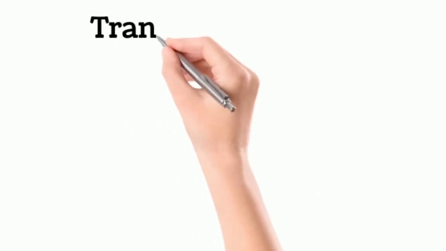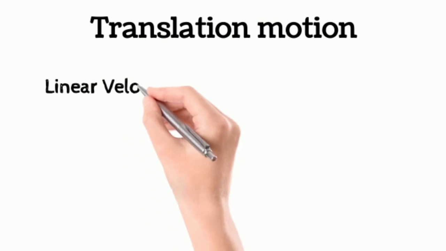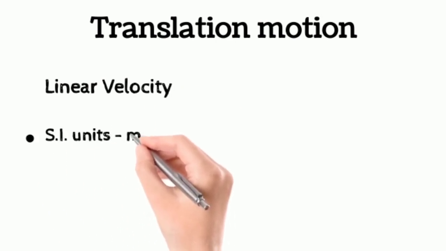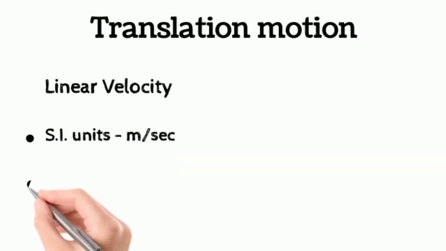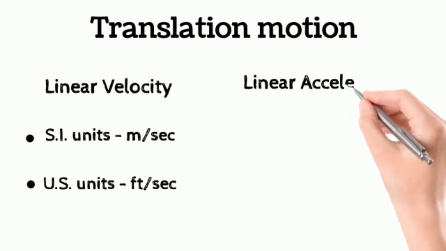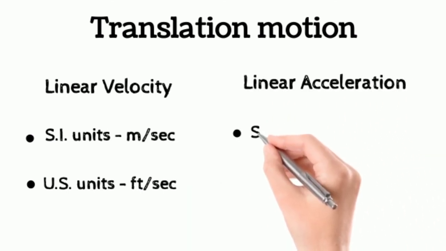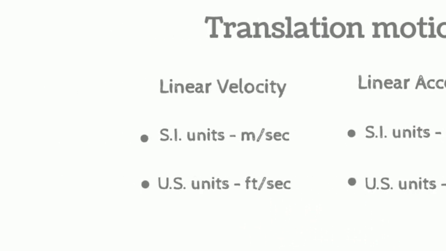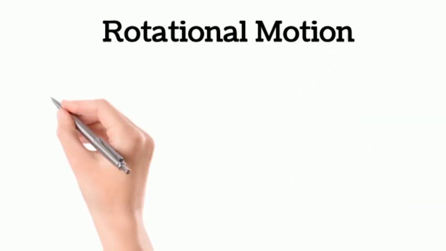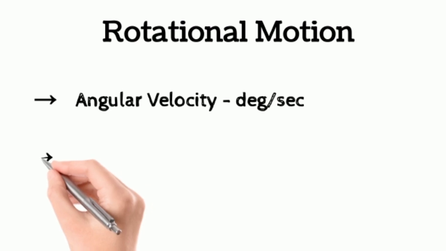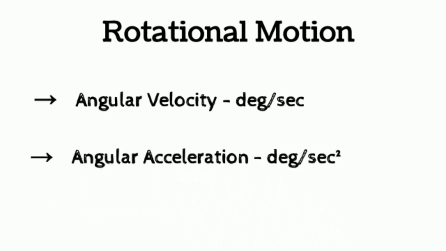First, coming to translatory motion. In translatory motion, linear velocity and its measurements are in SI units. SI units are meter per second and US units are feet per second. Now coming to linear acceleration, here SI units are meter per second square and US units are feet per second square. And now coming to rotational motion. In rotational motion, angular velocity is degree per second and angular acceleration is degree per second square.